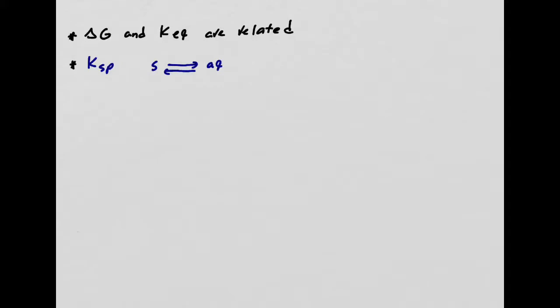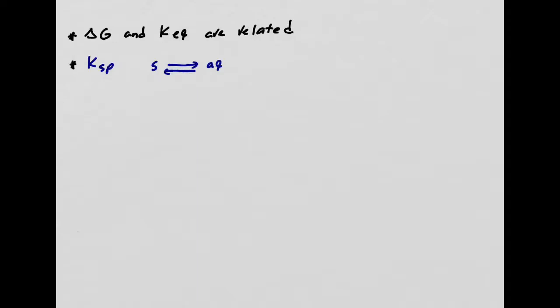Remember I said that delta G and the equilibrium constant are related. We talked about this at the beginning of this lecture. Now, the equilibrium constant here is Ksp, the solubility product, because we have a solid that is going to dissolve and go into aqueous solution, and we're looking at how much of the solid is going to dissolve in water.